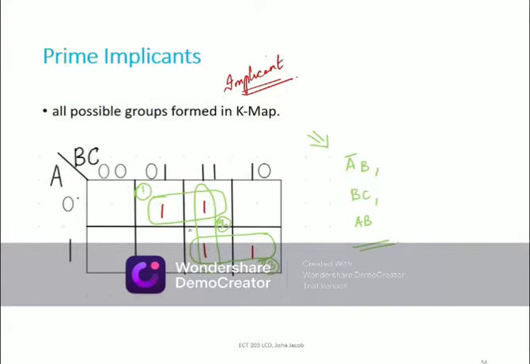In this case, you have three groups. That is the horizontal group here, the vertical group here, and the third one is a horizontal group here. The first group corresponds to A bar B, then the second is BC, and the third one is AB. All three of them are prime implicants. I call it PI. So these are all prime implicants.